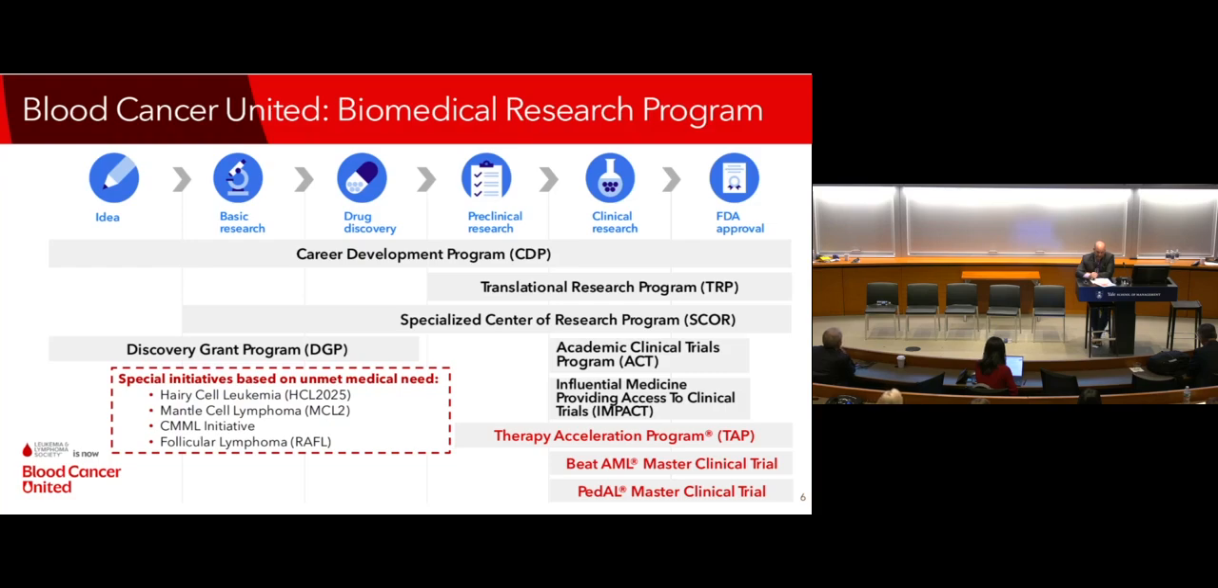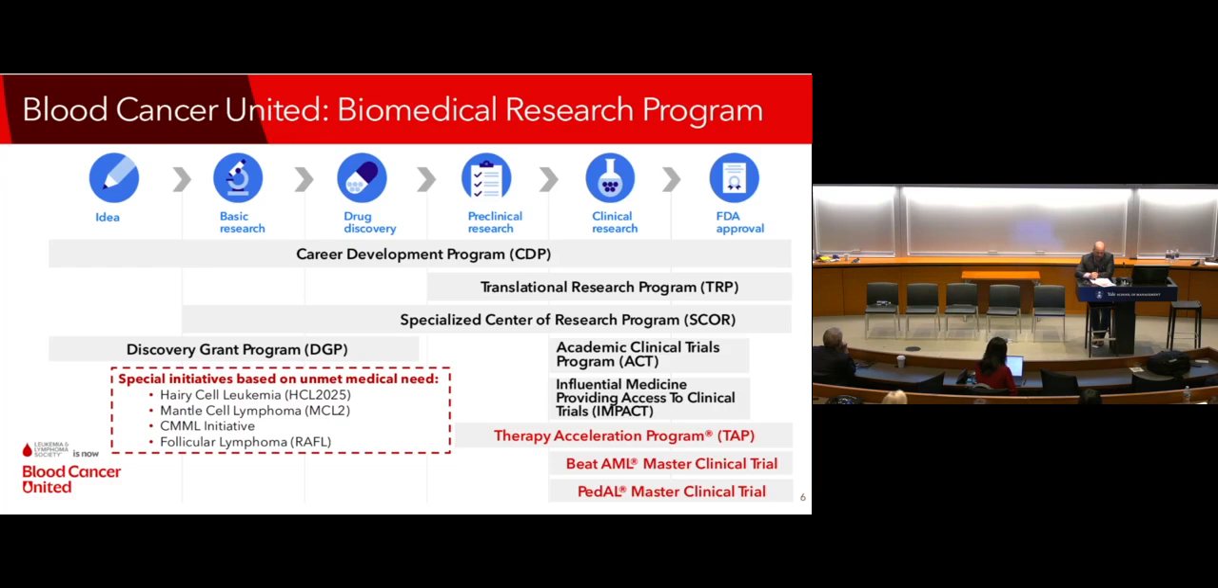The second program I want to highlight is the Translational Research Program. This is funding up to $750,000 over 3 years. These programs are opening up pretty soon. The SCORE program opens up in September for applications, and this one's opening up in July.